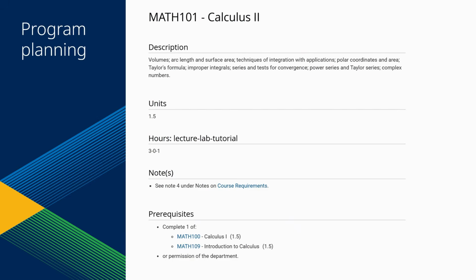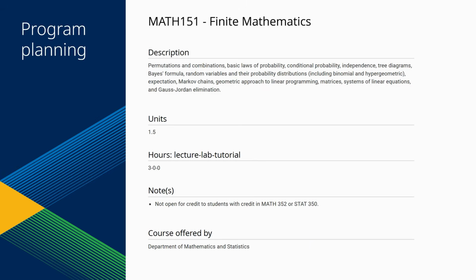Here's another, Math 101, Calculus 2. It has 3 hours of lecture per week, 0 of lab, and 1 hour of tutorial time per week. Also has more information about the prerequisites associated with the course. And another option, Finite Mathematics, brief description, unit weighting, how many hours per week of lecture, lab, or tutorial, no notes associated with this one, or I guess a brief note, and then no prerequisites associated with the course.